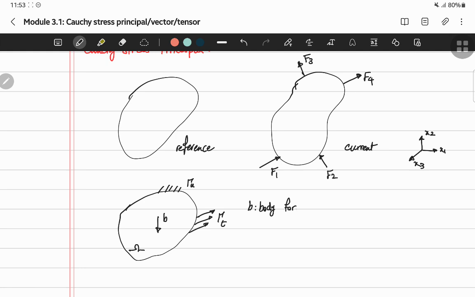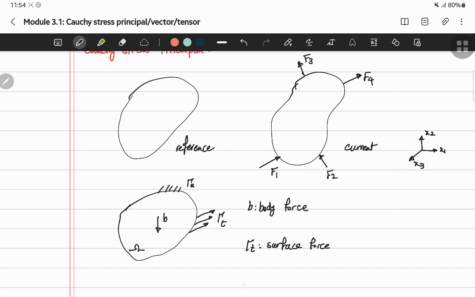So B represents body forces. And here you have gamma T. Gamma T is basically the surface forces, the forces that are applied to the surface. And here you have this hash gamma U, which is basically the displacement, the boundary condition regarding displacement.